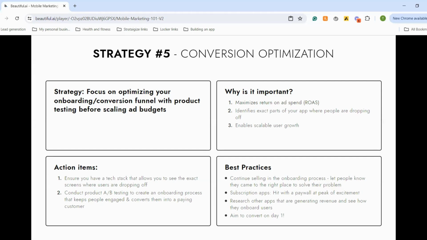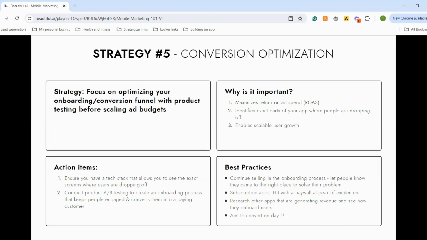Some best practices of designing this onboarding process is continue selling, continue the same messaging that you have on your App Store page, the same messaging you have in your marketing, and continue to reiterate the main value of your app, why people clicked on your app in the first place. For subscription apps, you definitely want to make sure that you hit them with a paywall at the peak of excitement. Kind of work through that onboarding process, building up excitement, reiterating the core value propositions, maybe asking some engaging questions that kind of positions yourself as the solution to their stated problem.